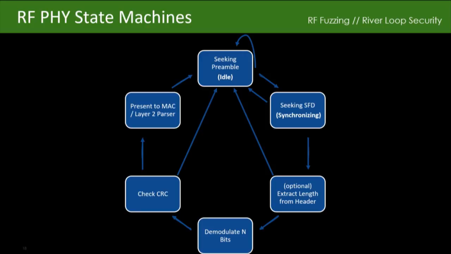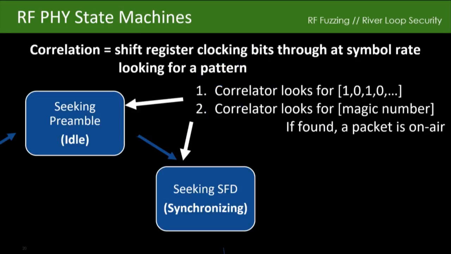So we can boil a rough abstraction of an RF state machine down to look something like this, where when the radio chipset is in its idle state, it's looping over the seeking preamble state. When it sees that it's receiving a preamble, it moves on to the seeking SFD state. If it receives an SFD, it basically starts reading out data for some number of bits before presenting that up to the layer two parser in some way. So we're going to dig into these two states and talk about how to frame physical layer fuzzing.